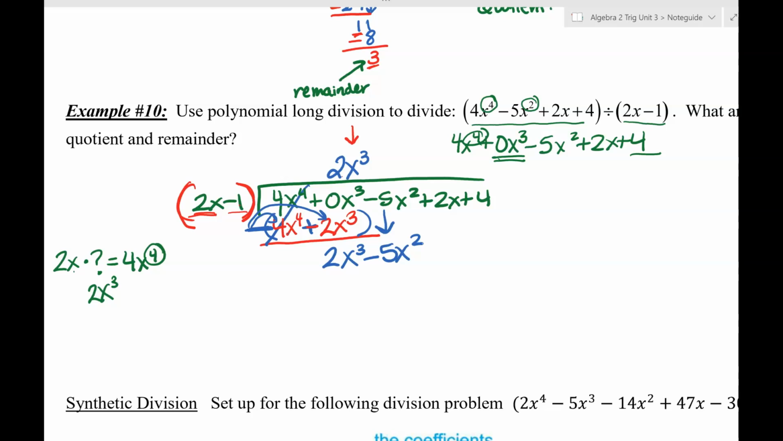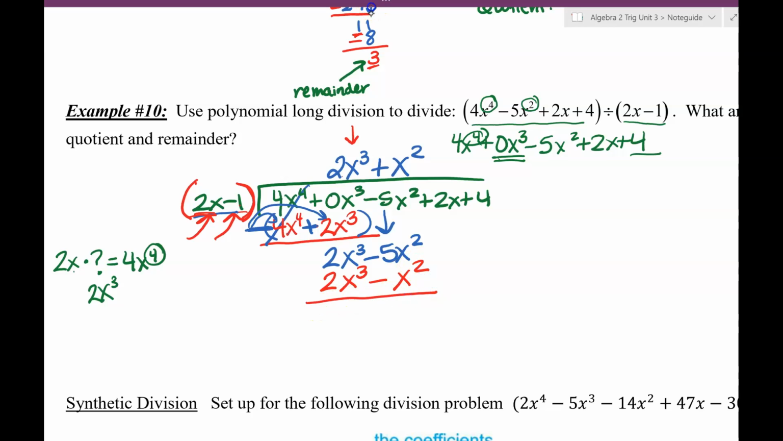Now we start the process again. What am I going to multiply times this polynomial to get as close to this as possible, but I'm focusing on those first terms, the highest degree term. What do I want to multiply by 2x to make 2x cubed? And so for me, that's going to be x squared. So I'm going to choose that the next thing I'd like to use is x squared. And then remember that I need to multiply this entire divisor by x squared. So x squared is going to distribute to 2x and to negative 1. So x squared times 2x is 2x cubed, and x squared times negative 1 is negative x squared.